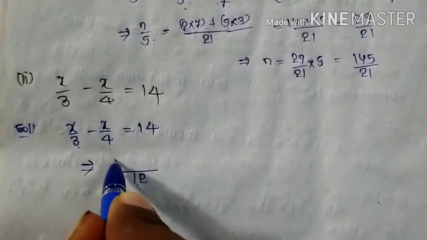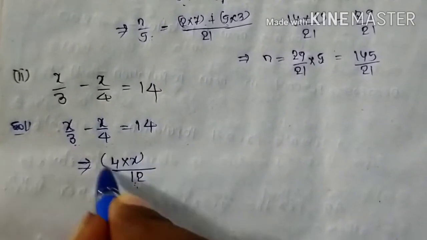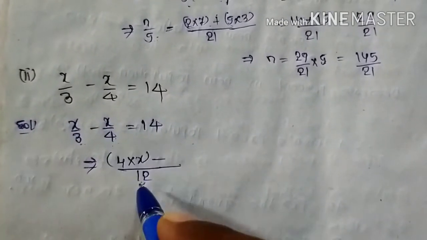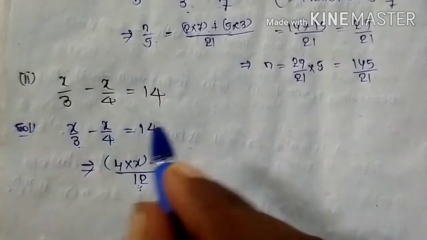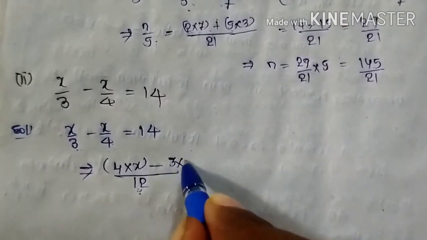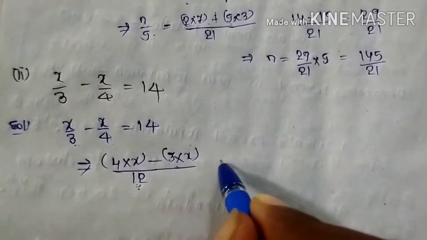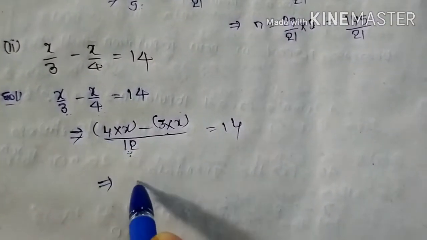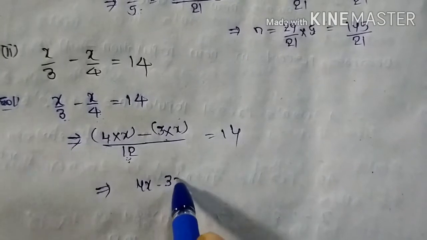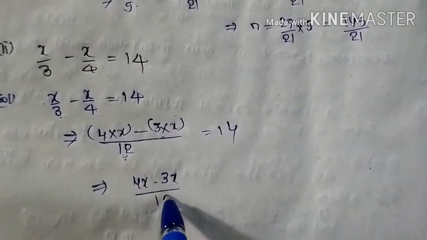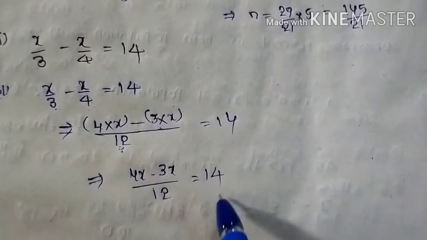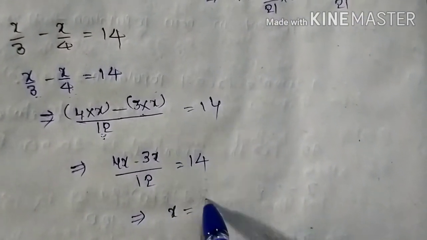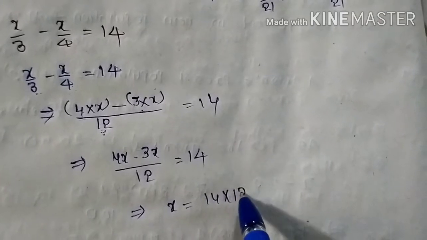That means you can write here 4 into x minus here, divide LCM 12 with 4. 4 3s is 12, or not? Yes, you can multiply 3 into x. 3 into x is equal to 14. In the similar way, you can simplify here 4 into x, 4x only, minus 3x by 12 is equal to 14. 4x minus 3x is equal to how much? x only. Yes or no? x is equal, can I write here 14 into 12, or not?